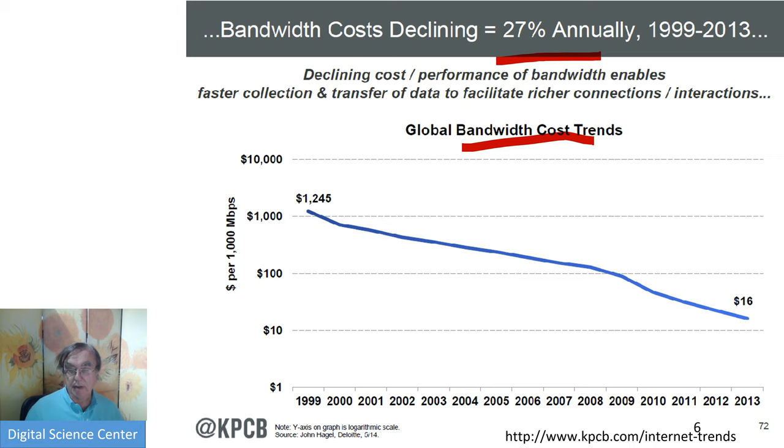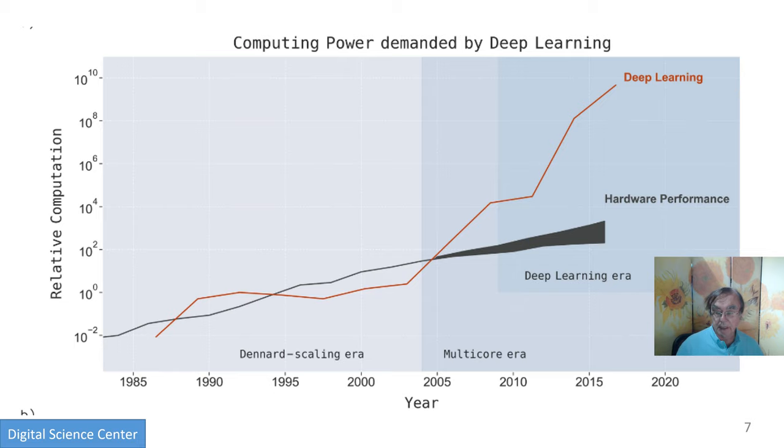So these are all these nice exponential plots. And again, this one stopped. This came from Internet Trends, and it stops in 2013. So this is probably our 2014 plot. Here's a very recent plot. It's actually the computing power demanded by deep learning as a function of time. And here we have this dramatic increase.